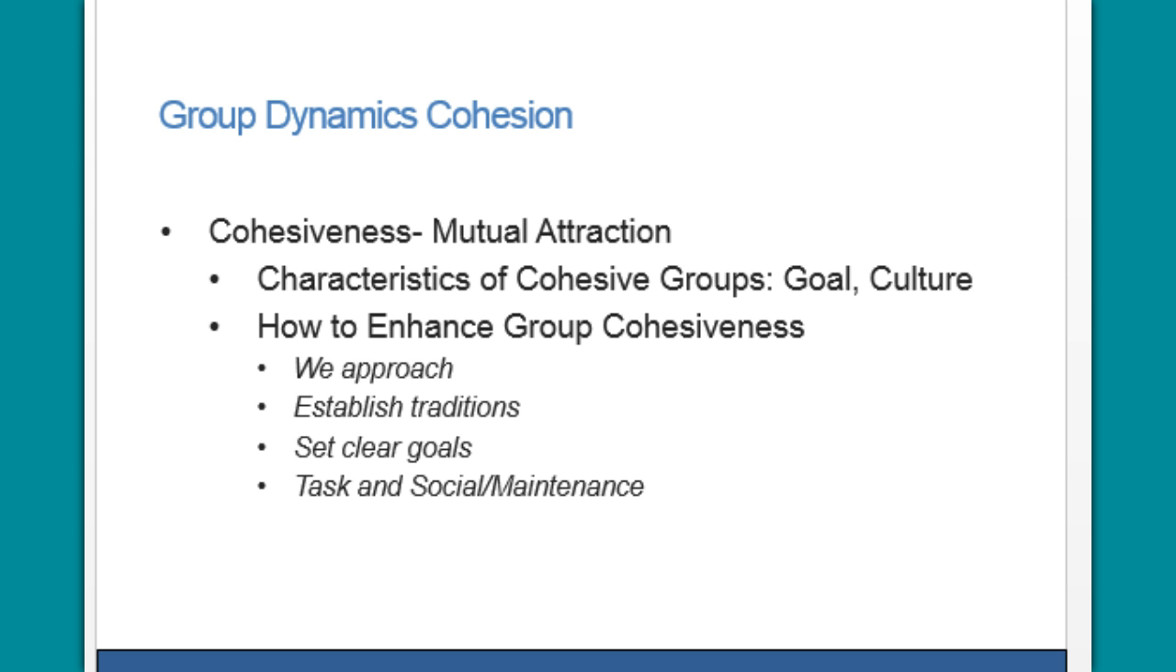is. And another dynamic that's important is cohesion. So cohesiveness will develop within a group, so that would be based on mutual attraction. And characteristics of a cohesive group would include having a common goal, developing common culture, and there are many ways that you can help enhance cohesiveness. Some of those are listed here, and we'll be talking about some of those ideas in just a second.